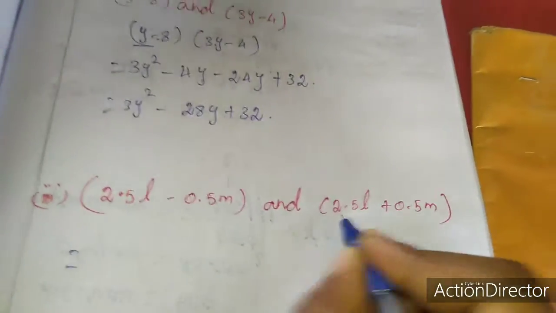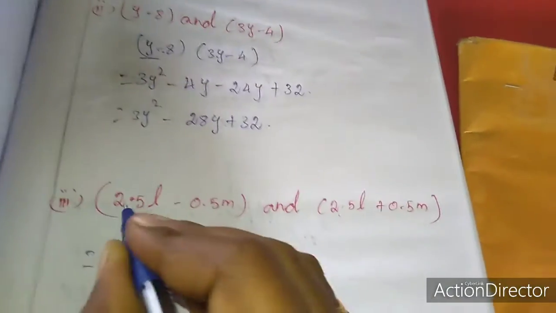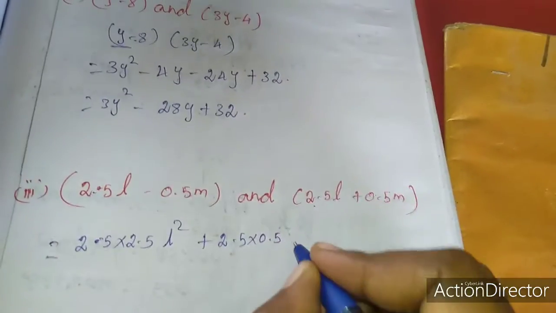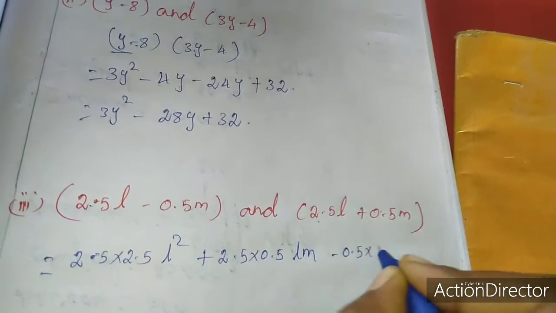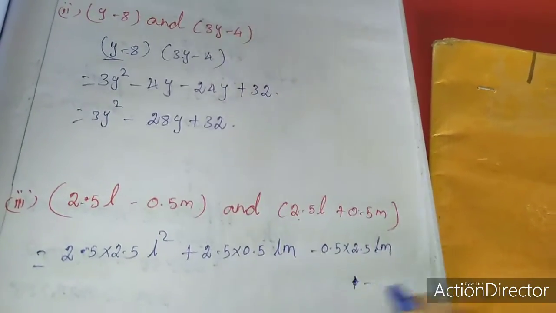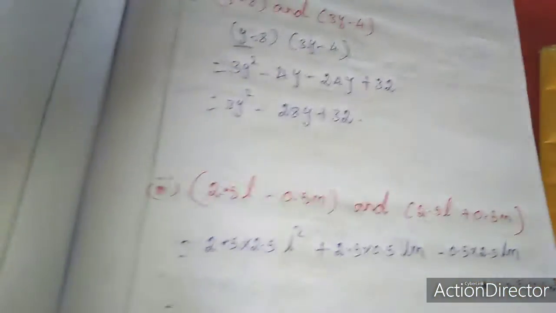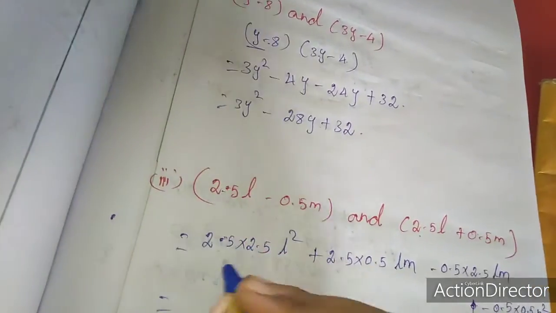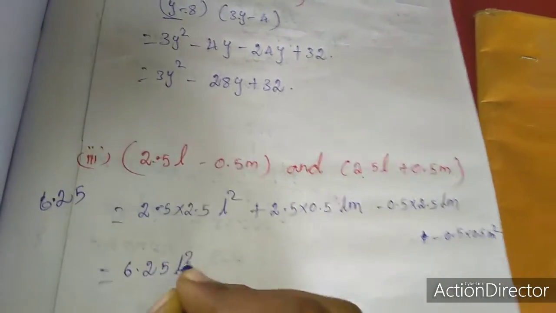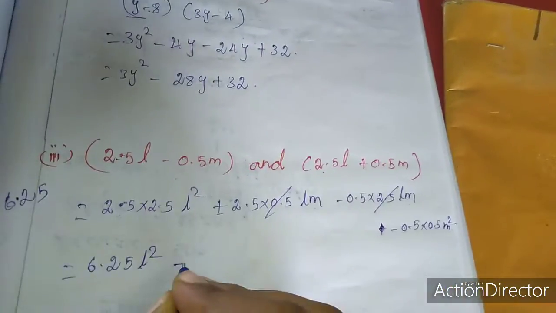See here, 2.5 into 2.5, so I will write that itself, 2.5 into 2.5, L into L, L square, okay. Again, plus 2.5 into 0.5, L into M, L M here, minus 0.5 into 2.5, this L M, okay. Again, minus into minus, plus into minus, minus 0.5 into 0.5, this m into m, m square, okay. Here 2.5 into 2.5, so that is 25, 25 into 25 is 625, here one digit, so 6.25 L square. See, 2.5 into 0.5 L M, that only is repeated here, here plus, here minus, so this will be cancelled.